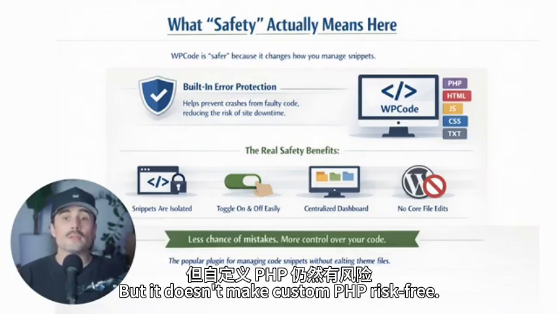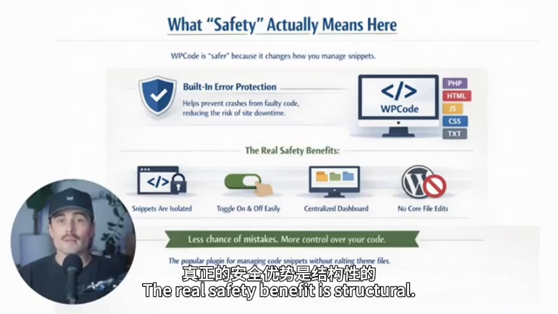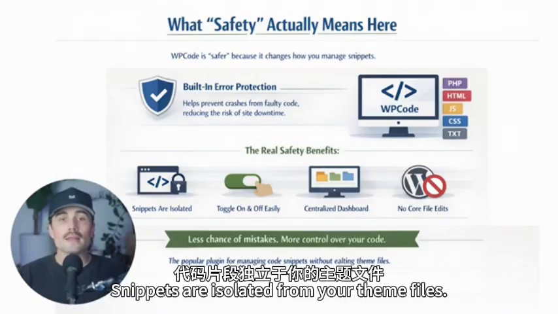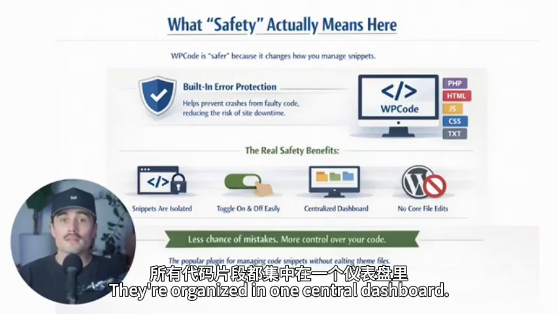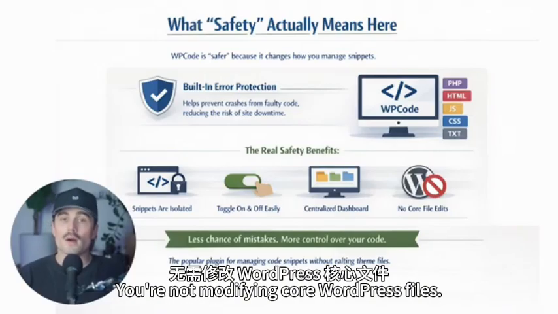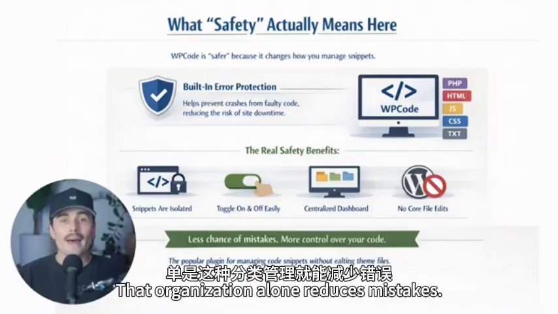The real safety benefit is structural. Snippets are isolated from your theme files. You can toggle them on and off instantly. They're organized in one central dashboard. You're not modifying core WordPress files. That organization alone reduces mistakes.